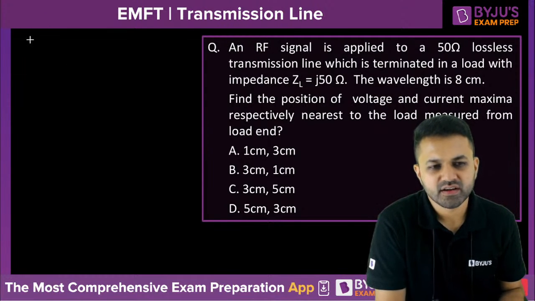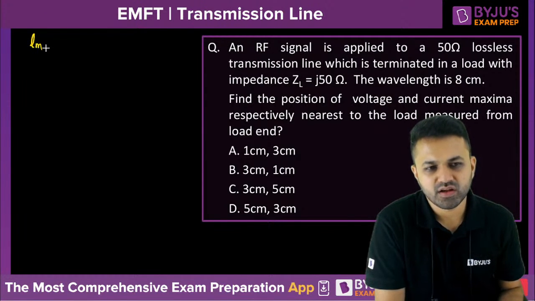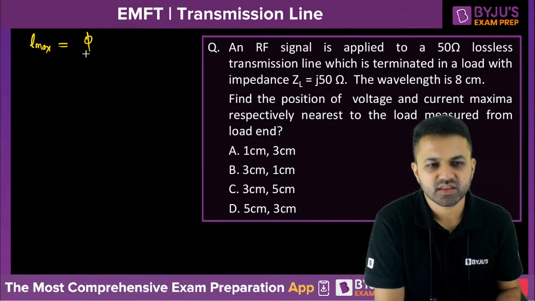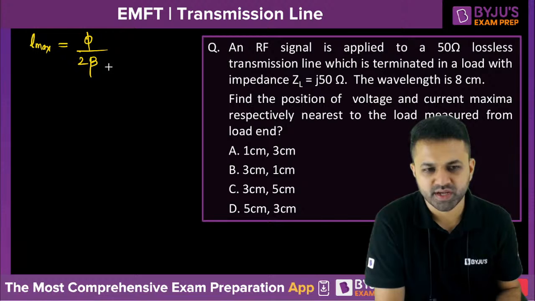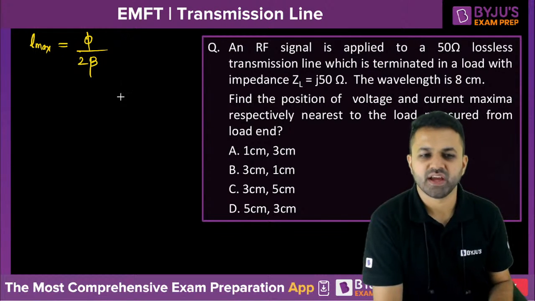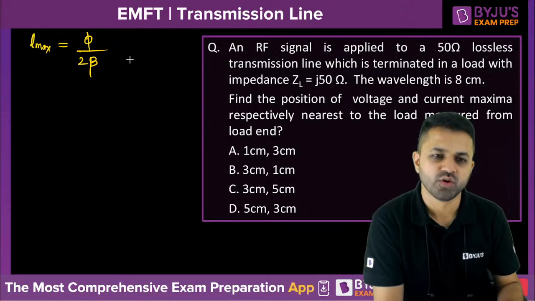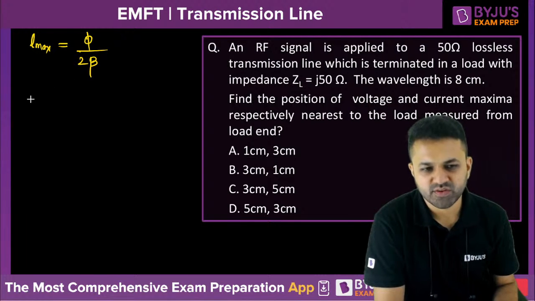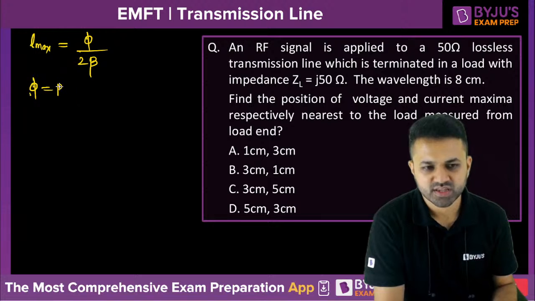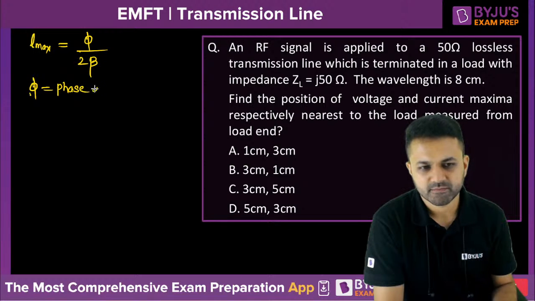You know that the location of maxima is calculated by the formula phi upon 2 beta. Maxima is obtained at the length of phi upon 2 beta from the load, and phi is nothing but the angle of the reflection coefficient, or the phase of the reflection coefficient.